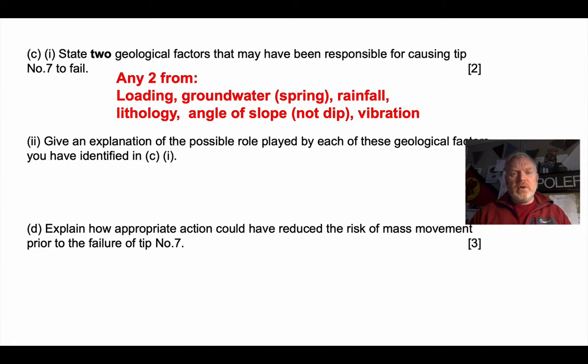To explain the role each of these would have had, groundwater is increasing pore water pressure. It's reducing the friction between the clasts within that waste material, causing it to liquefy, causing it to lose its strength. The lithology, we have a permeable sandstone allowing water to flow through it, but that water then was being forced out of the ground at a higher level perhaps than otherwise would have been the case because of the impermeable till.